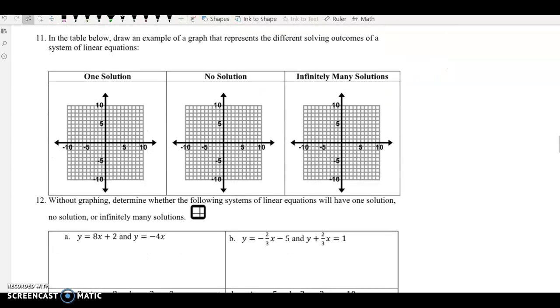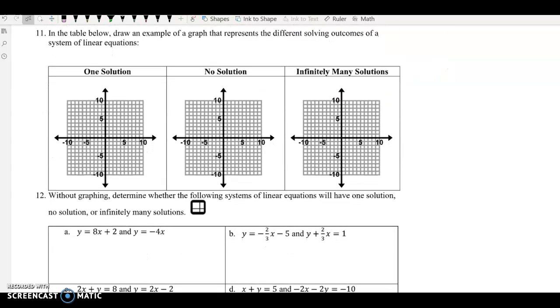Let's go ahead down here to number 11. It says, in the table below, draw an example of a graph that represents different solving outcomes of a system of linear equations. So something that has one solution will intersect with another line somewhere like this. That point of intersection is the solution. It has one solution, it meets once, intersects once. Something with no solution will have the same slope. They're parallel because they never touch, okay?